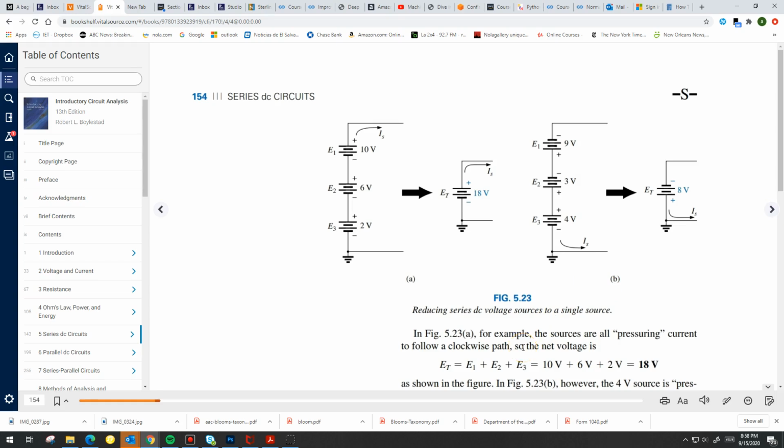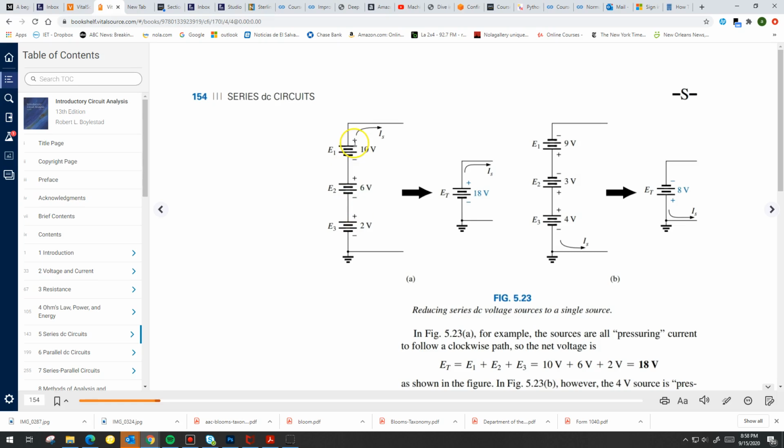For example, in this case, if I put a meter with one lead to the top and another lead to the bottom, and measure the voltage from top to bottom, then what voltage would I measure? Well, if you look at the polarities of the voltage sources and how they're connected in series, they have one connecting point in common. E1 and E2 have one connecting point, E2 and E3 have one connecting point.